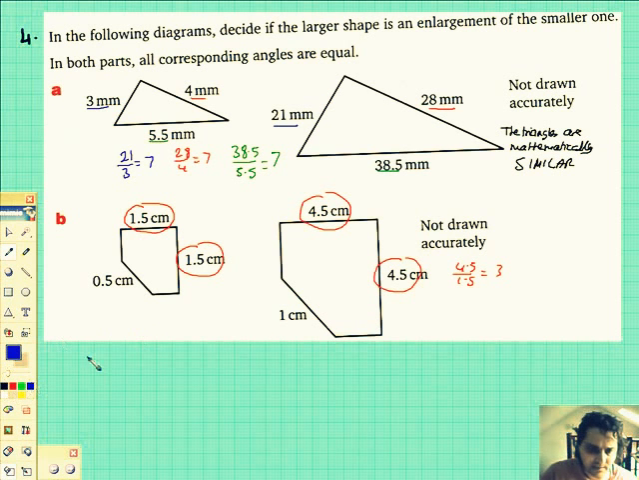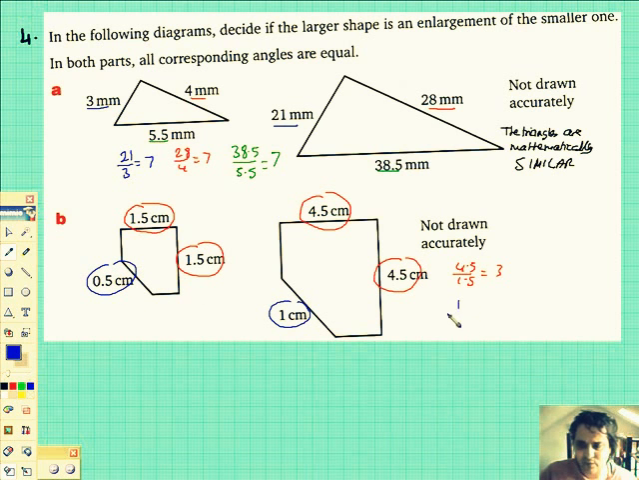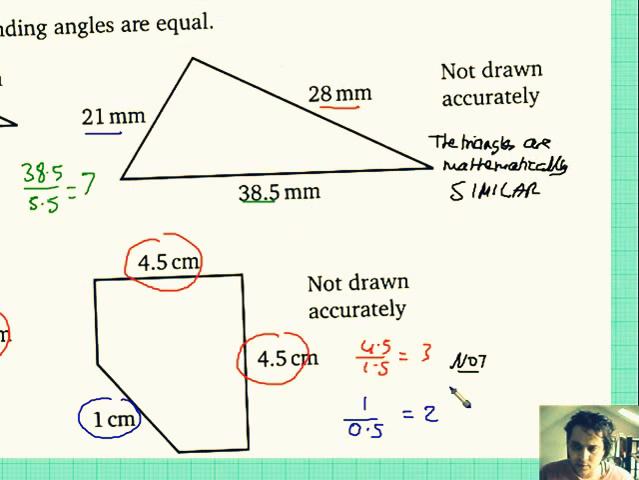Now changing colour, I can see that the 1 links with the 0.5. Let's have a look. What is 1 divided by 0.5? Oops, 0.5. Because I'm thinking my answer, that's why I wrote a 2 there. I know that half goes into 1 twice, therefore they are not mathematically similar, and I think they're trying to be a trapezium or something. Anyway, so not mathematically similar.